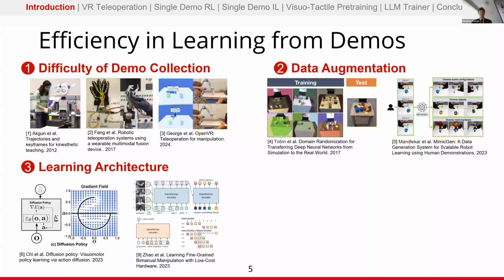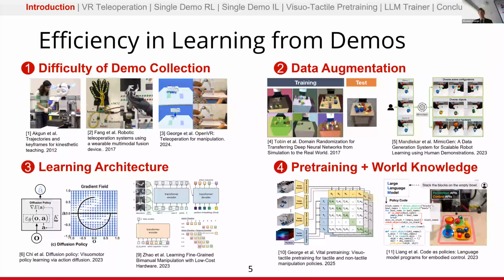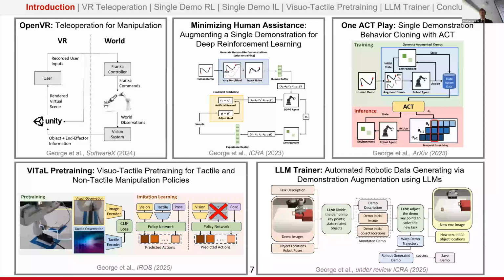Additionally, learning architectures have been used to improve our efficiency in learning from demonstrations. So this is: how do we change the policy itself so that it learns better? And then finally, pre-training and world knowledge. So this area seeks to use pre-existing information, either through pre-training or, for example, world knowledge from an LLM, in order to improve learning performance. So we don't have to collect as many demonstrations because we don't have to pull all of the information just from our human demos. So here's the pipeline overview of the works I'm going to present today.